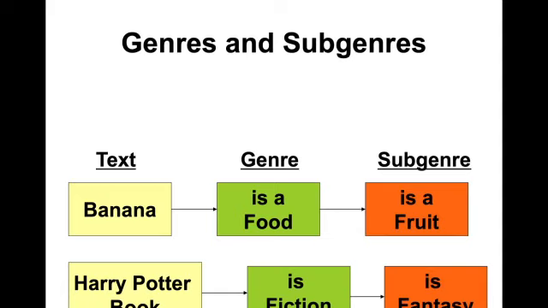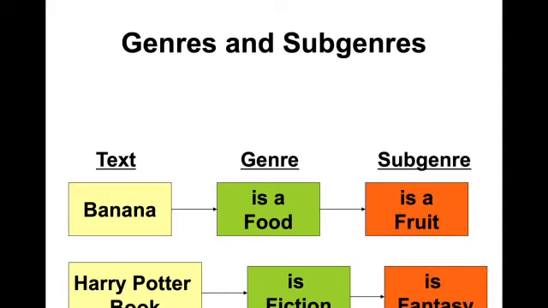So say, for example, your text was a banana. Now, where do we put it in a classification, a genre? Well, a banana is a food. That would be its general classification. Now, if we want to become more specific, that would be our subgenre. So instead of just calling banana a food, we call bananas a fruit. We do the same with texts.